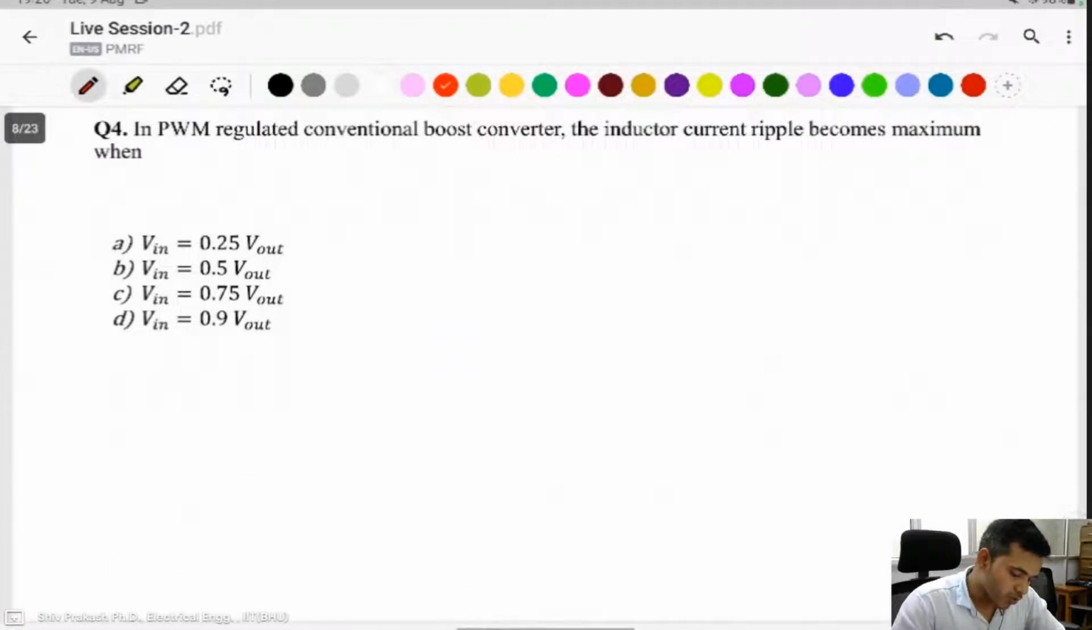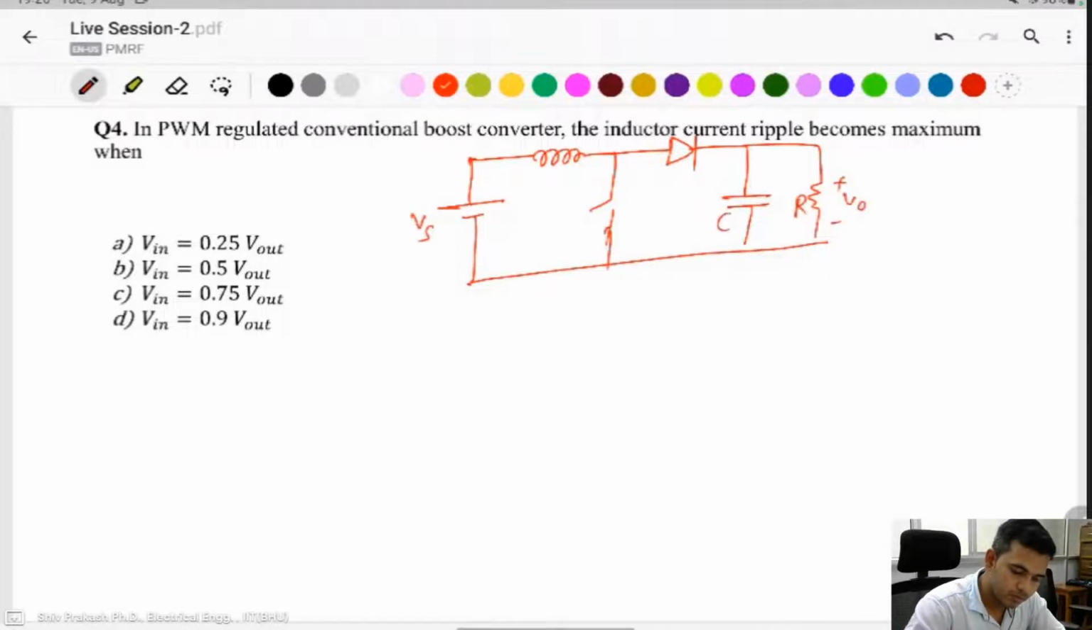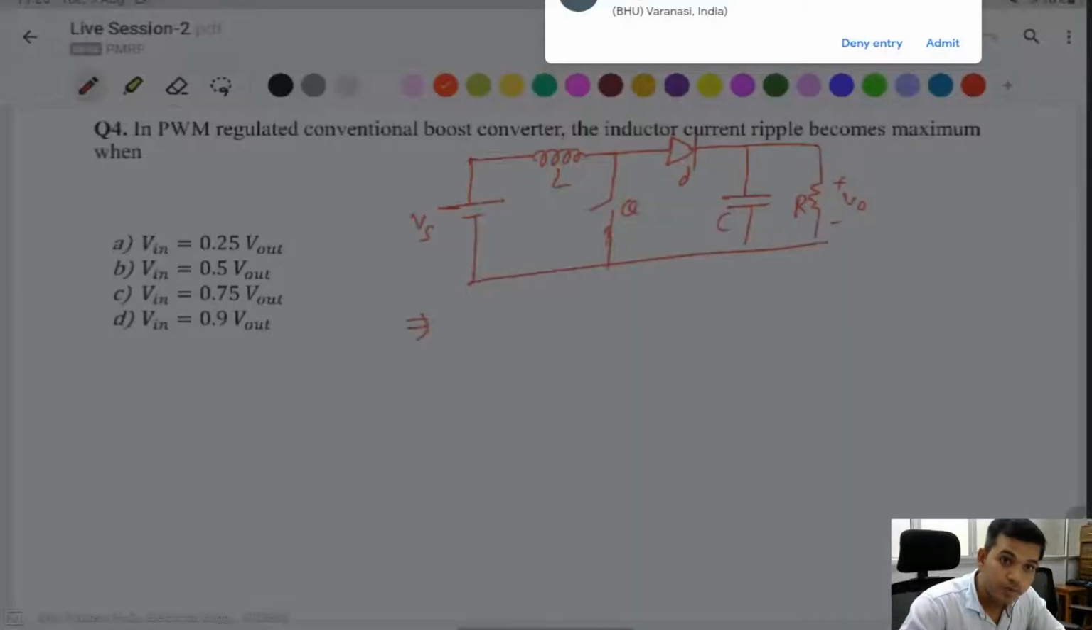The second, for the fourth question: if a PWM regulated conventional boost converter, the inductor current ripple becomes maximum when? In the boost converter, draw the circuit first. This is the ripple current. Same apply.